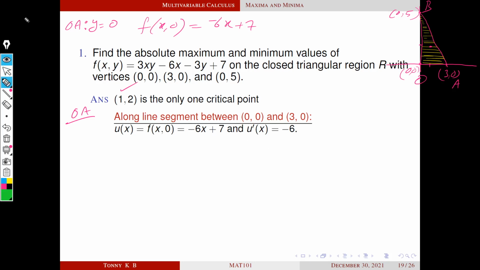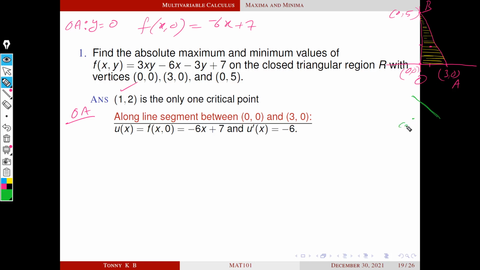And what is the meaning? This means that above this OA, if x is increasing, our surface is decreasing, like a straight line. Clear? Because derivative is negative means the curve is decreasing and it is a straight line. So above the line segment OA, if x is increasing from 0 to 3, our surface is like a decreasing straight line. So which are the possible extreme values?